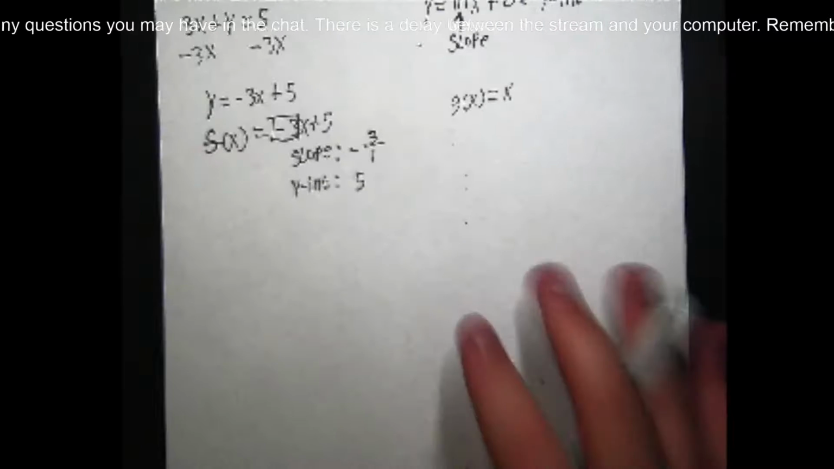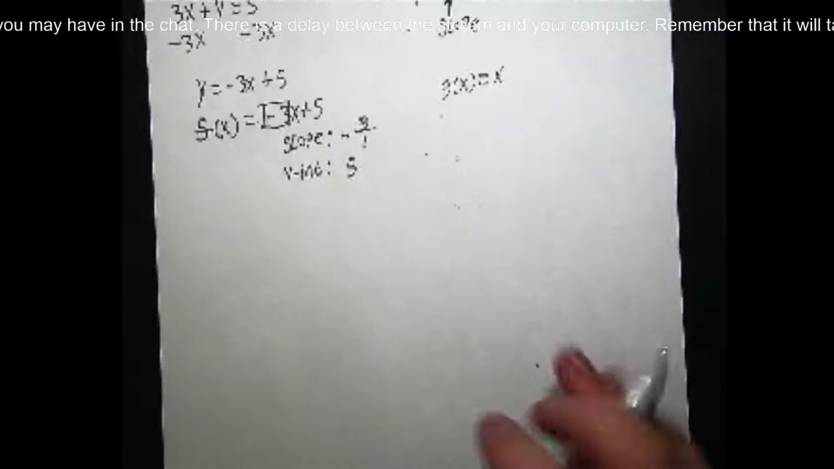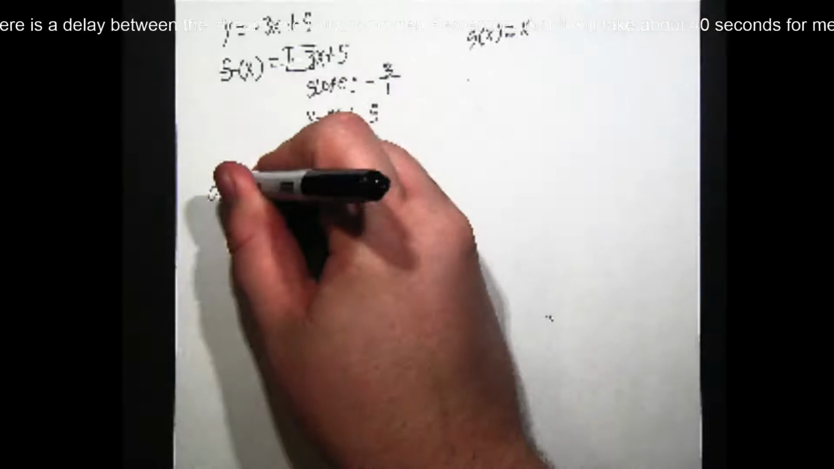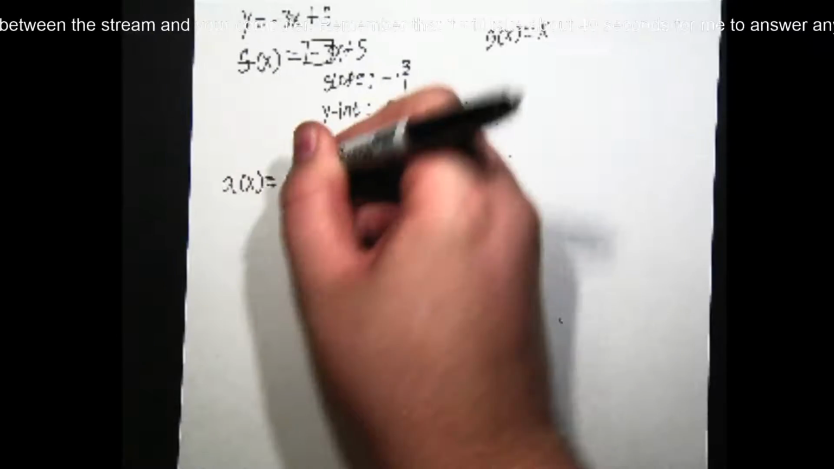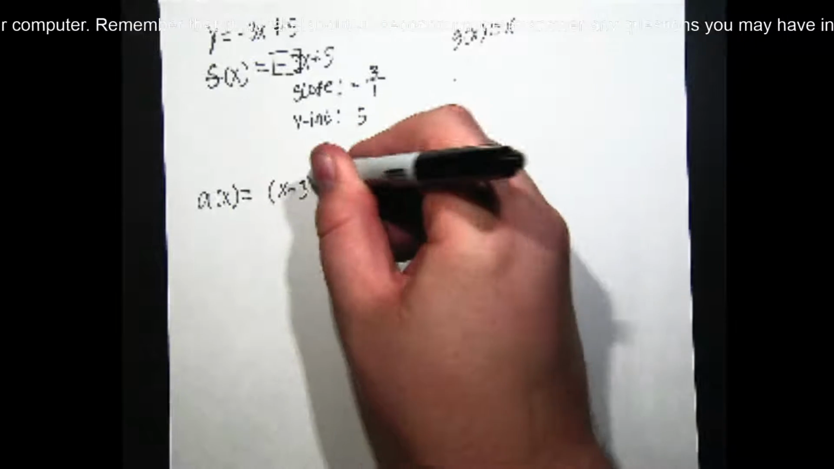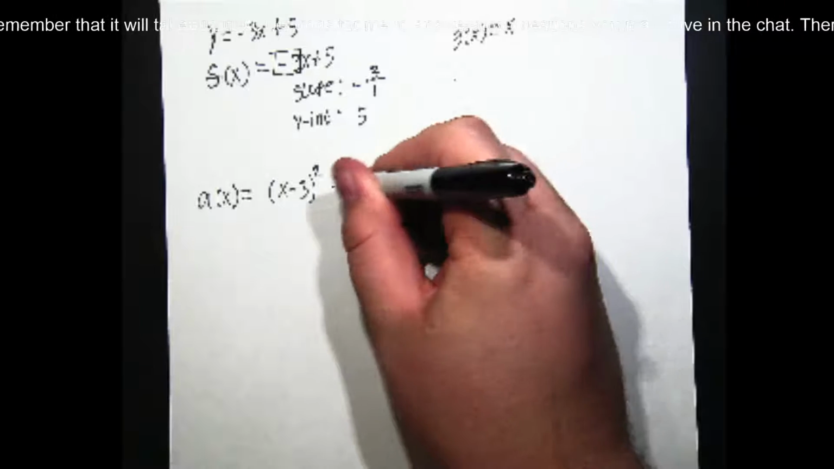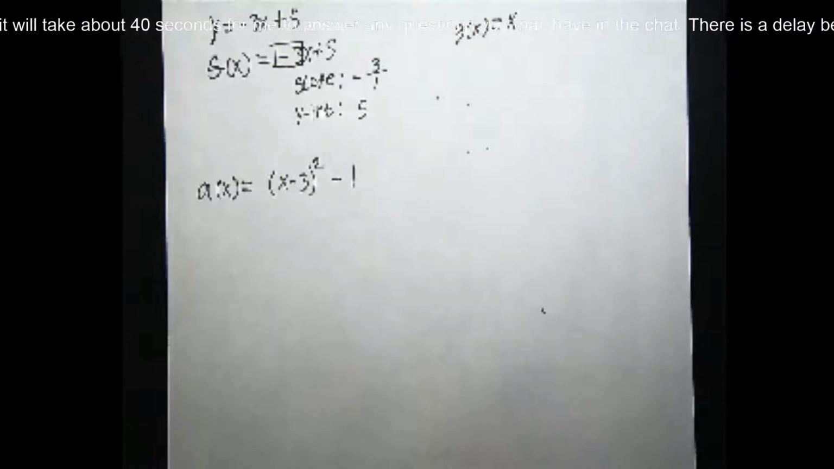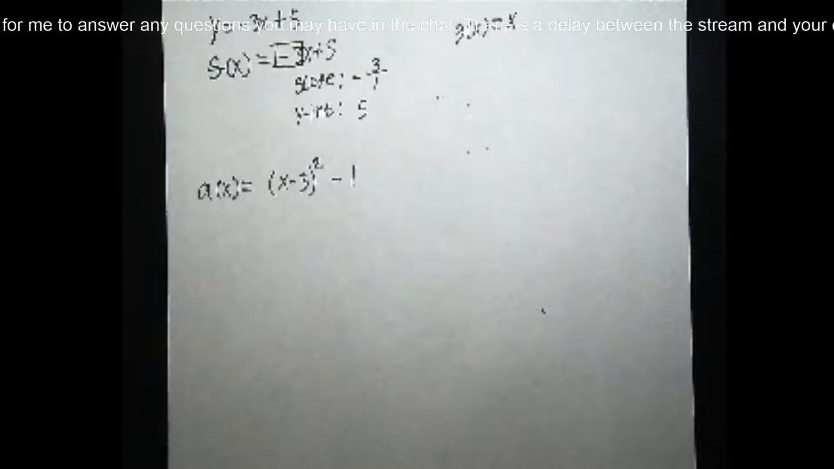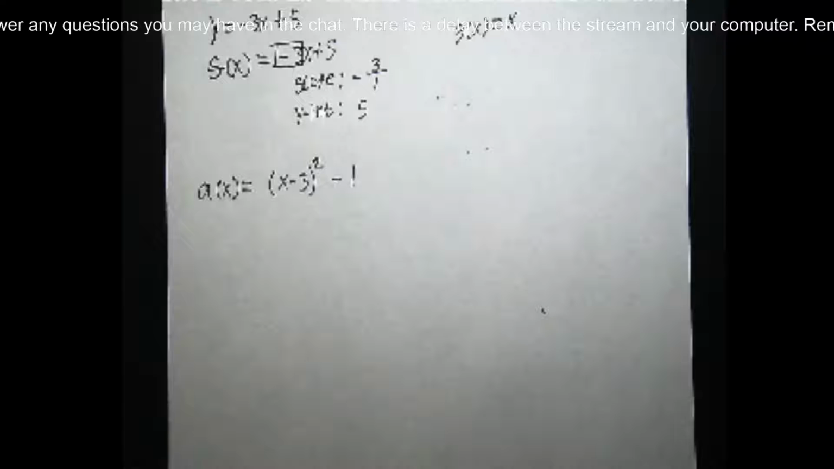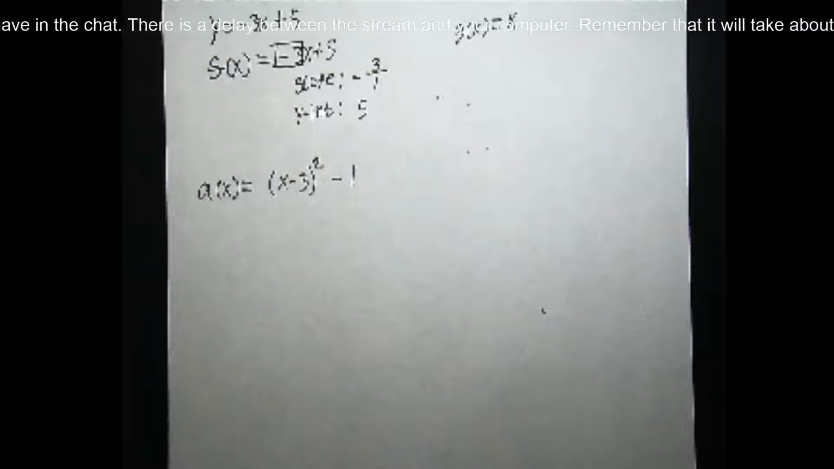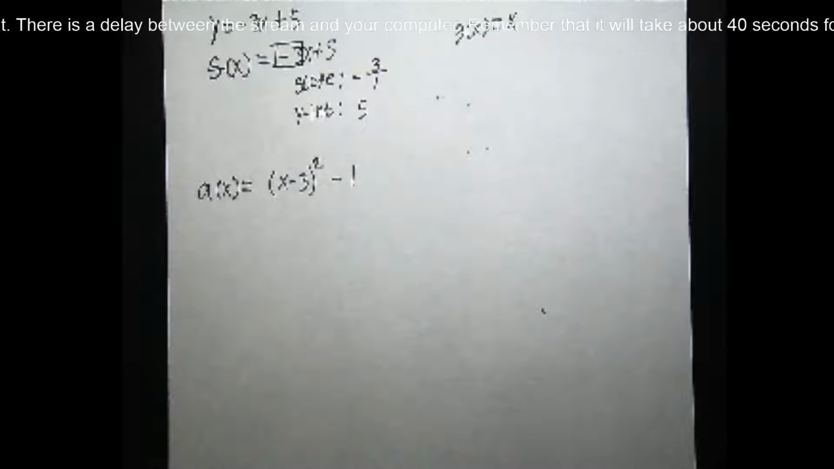Well, I've got one here that I pulled from Hawks. It gives me that a of x is equal to x minus 3 squared minus 1. Now again, a of x is just the name of the function. So again, a is dependent upon what x is. So as we change the values of x, a is also going to change.